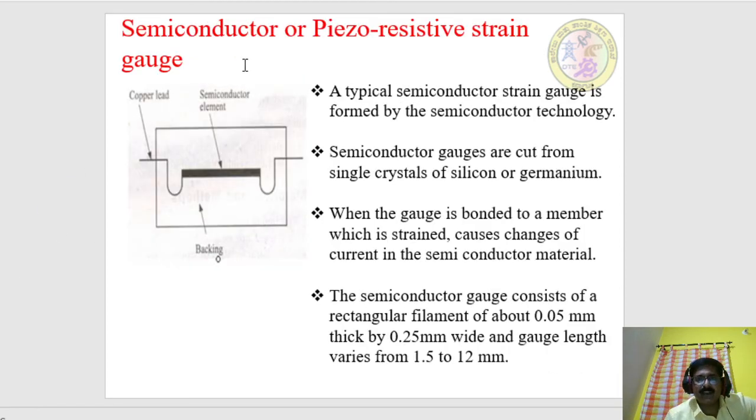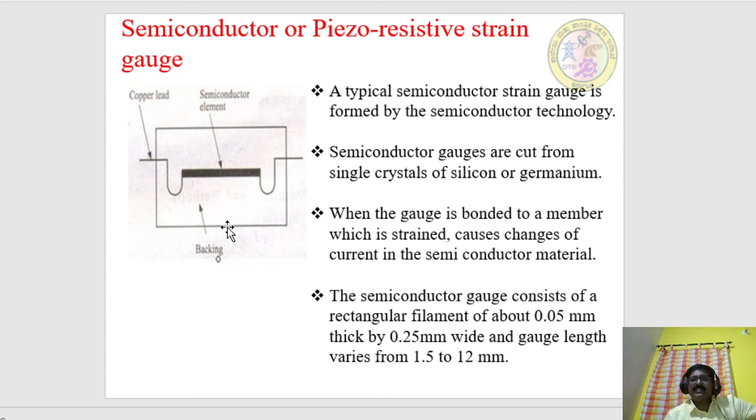Next, semiconductor strain gauges or piezoresistive strain gauges. This is a typical sketch which shows a semiconductor strain gauge formed by semiconductor technology. This is the semiconductor element, and this is a copper lead on either end. Sometimes a gold lead is also used, but gold is very costly, so to avoid the expense they use a copper lead here, and this is a backing material provided on the surrounding. These semiconductor gauges are cut from a single crystal of silicon or germanium.